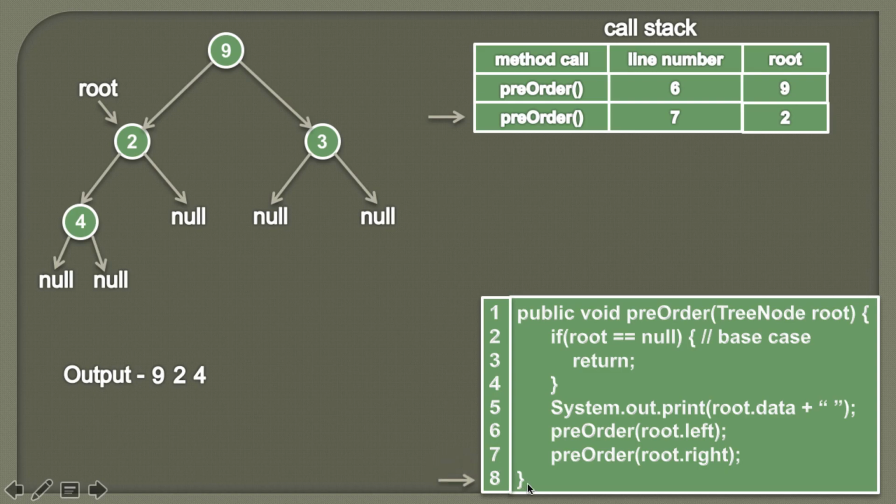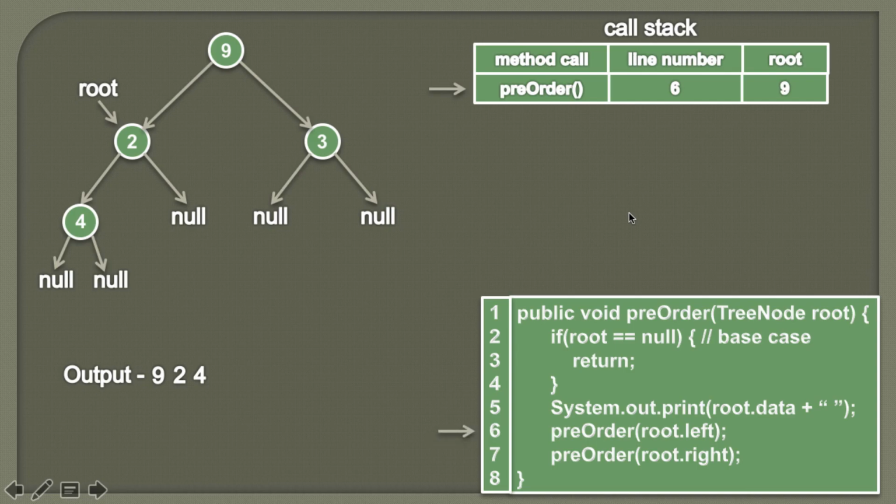Once we reach line number 8, this method will be removed from the stack, and the execution point will reach the method previous to it. We also know that we had left this method from line number 6. Therefore we'll start executing from line number 6. We also know that when we had left this pre-order method, root was 9. So now root will reach 9.